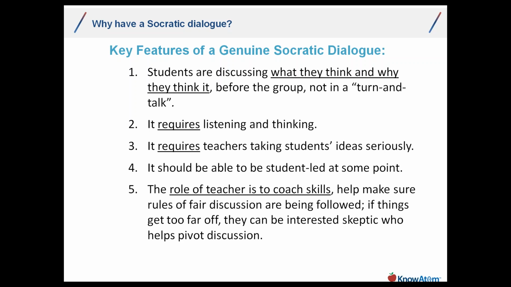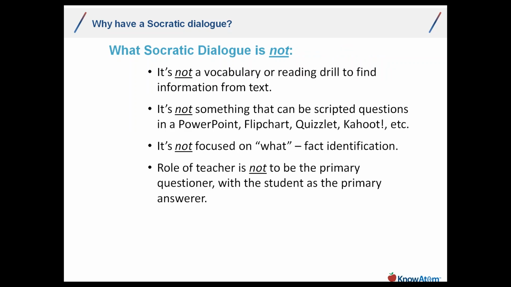Number 5 is the role of the teacher. The teacher is the coach with these new standards. And what they're doing in a Socratic dialogue is coaching skills, Socratic dialogue skills. They help make sure that the discussion is being conducted in a fair way, that the rules are being followed, and that if things move too far off topic or dwell too long on a single issue, they can interject in that discussion as an interested skeptic and help pivot towards another key idea which is related in the storyline.